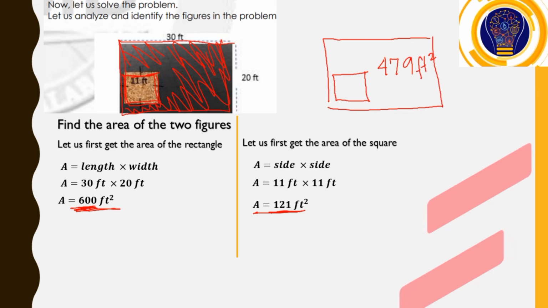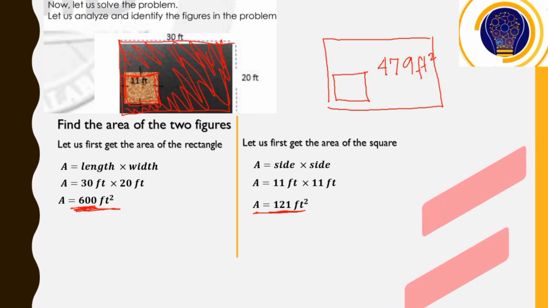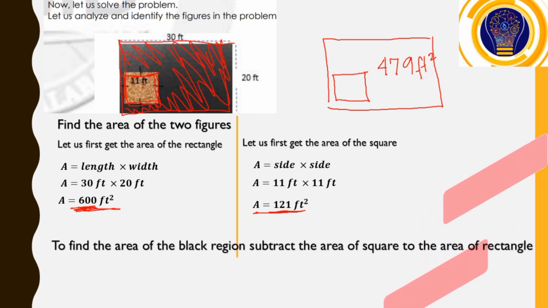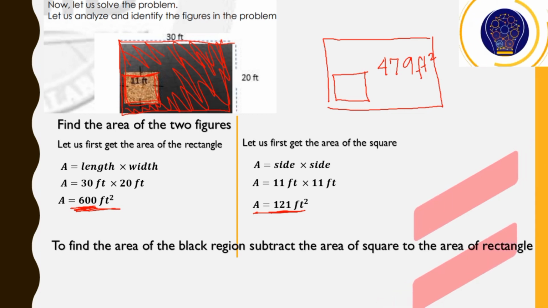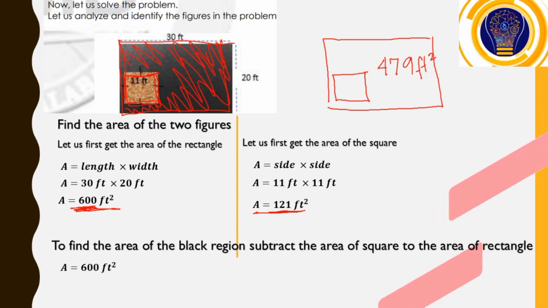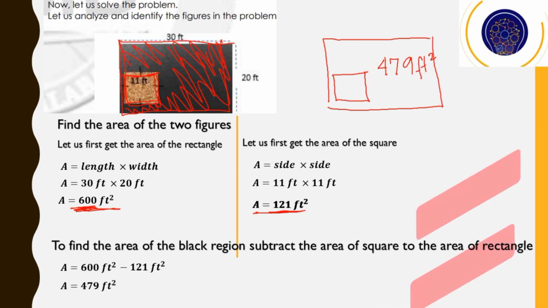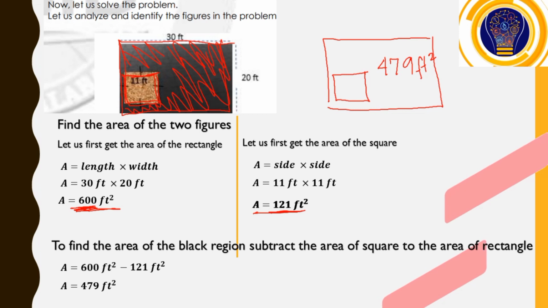No. We are just going to get the area of this region. Kukunin lang natin yung area nitong block. Ibig sabihin, dapat maalis natin kung gaano kalaki itong area ng square. So now, to find the area of the block region, subtract the area of the square from the area of the rectangle. So we have the area of rectangle, 600 feet squared, minus the area of the square, that is equal to 479 feet squared. So, bali ganito na lang yung matitirang figure.